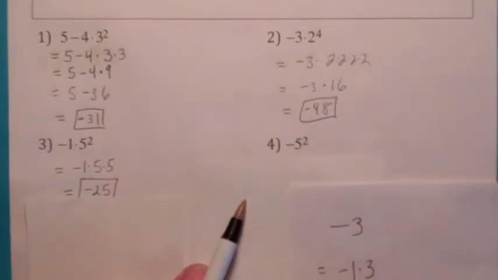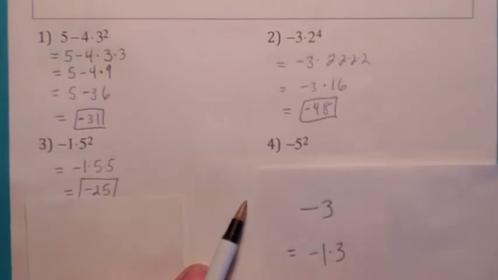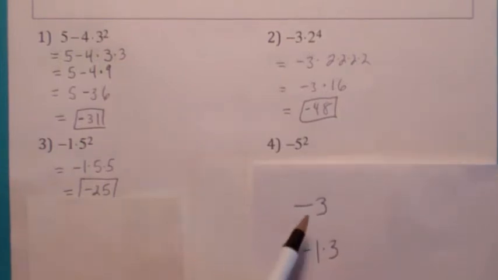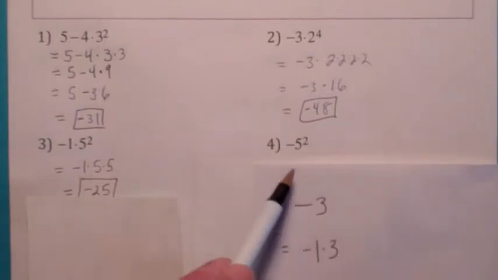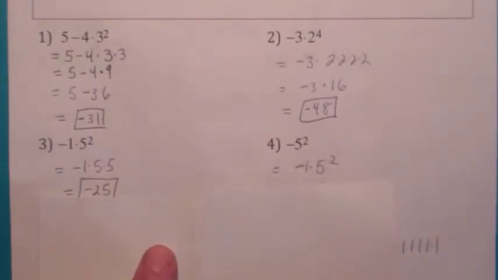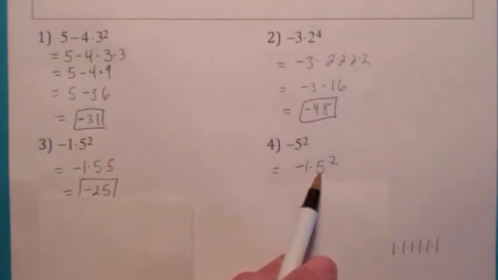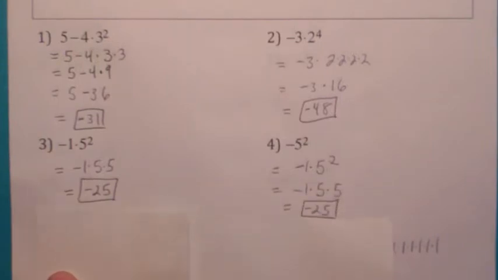Remember earlier in the course, you looked at things like this, where a negative number is just a short way to write negative 1 times a positive number. So the same thing's going on here. Negative 5 to the 2 is just negative 1 times 5 to the 2. I know that's kind of subtle, but you have to get used to it. The negative is not part of the base. 5 is the base, not negative 5. So these two problems are exactly the same.